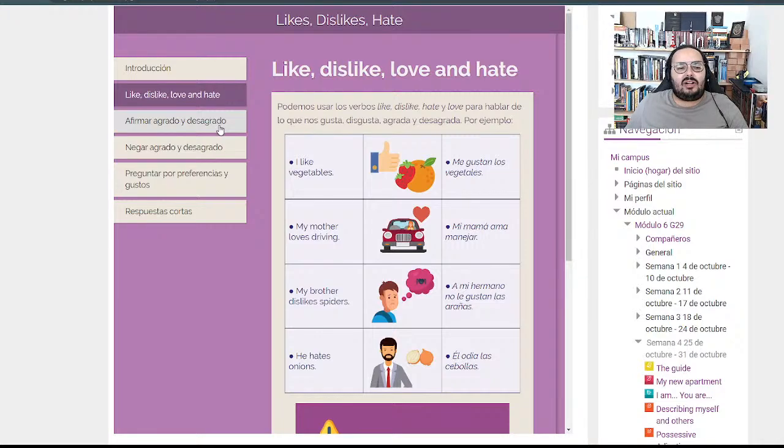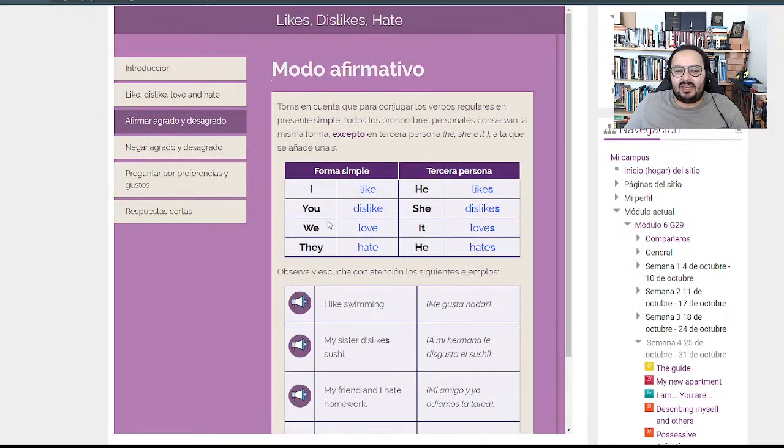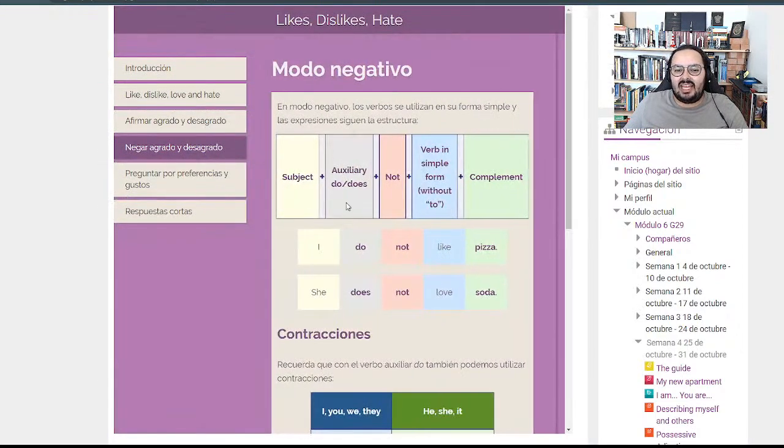And well, there are three forms, like in every structure in English. The first one is the affirmative, which is a noun or subject plus like plus the verb with ing or another noun. Okay. The negative form is the subject, the auxiliary do or does, not, the verb in the simple form without to. We cannot use to, and the complement. For example, I do not like pizza. She does not love soda. I do not like swimming.